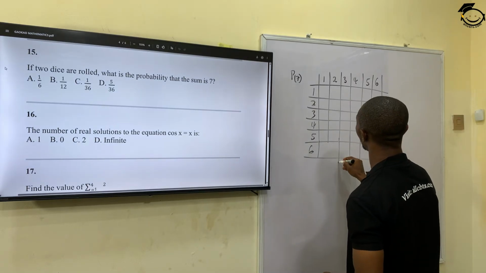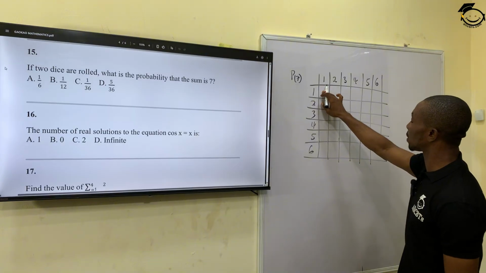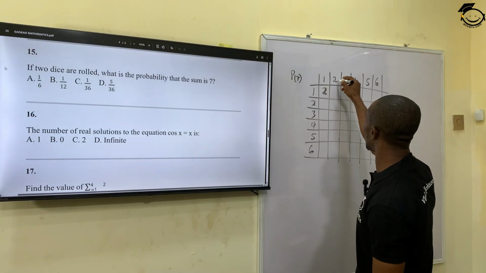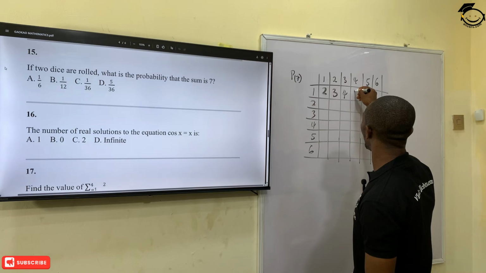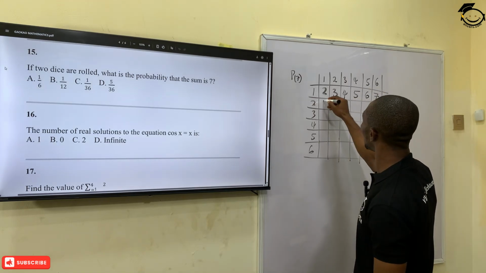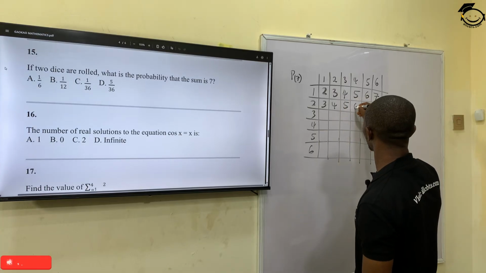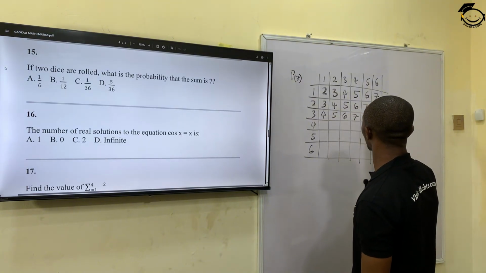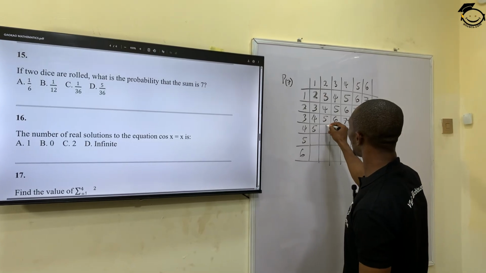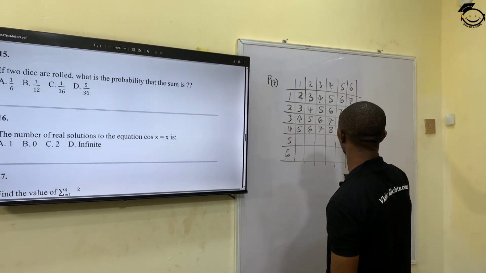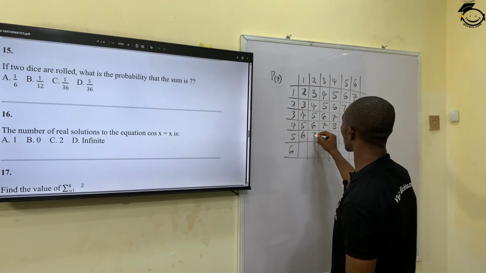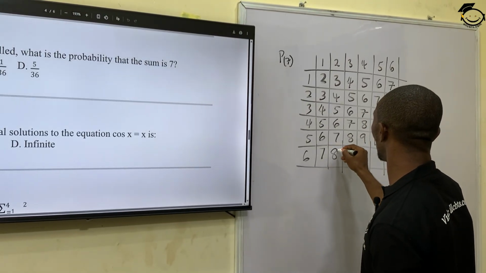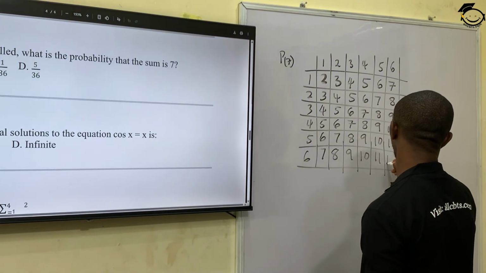Now the sum of getting 1 and 1 is 2, and I'm going to write their sums. 2 and 1 is 3, 4, 5, 6, 7. Then 3, 4, 5, 6, 7, and 8. Then 4, 5, 6, 7, 8, 9. Then 5, 6, 7, 8, 9, 10. Then 6, 7, 8, 9, 10, 11. And 7, 8, 9, 10, 11, and 12.